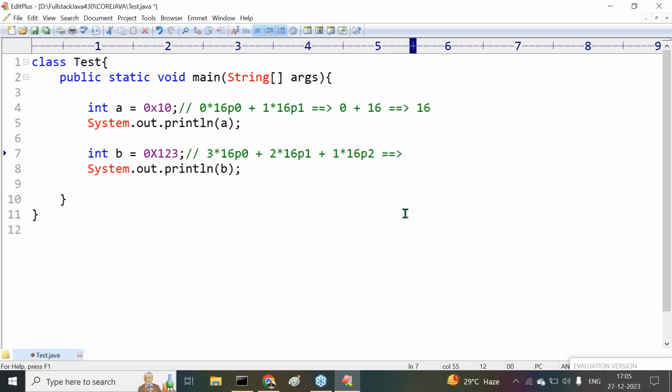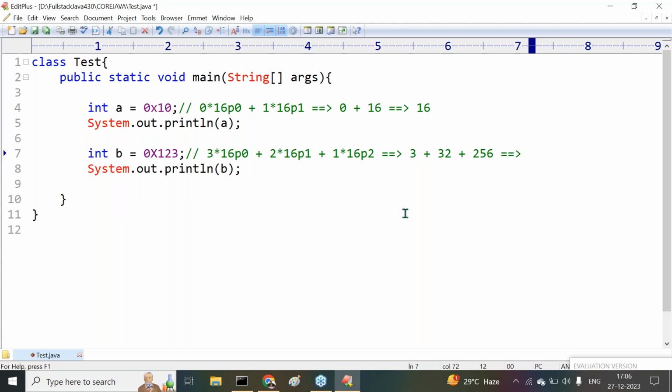If you understand it, 3 star 16 power 0, that means 3 is the value. Am I right or not? 16 power 0 is what there? 1 is the value here. 3 star 16 power 0, so it means 3. 2 star 16 power 1. What is the meaning of 2 star 16 power 1 here? We can understand 2 star 16, right? What is the value here we are able to get? 32, plus 1 star 16 square. What is the 16 square value? 256. Confirm. Right. 256 is right.